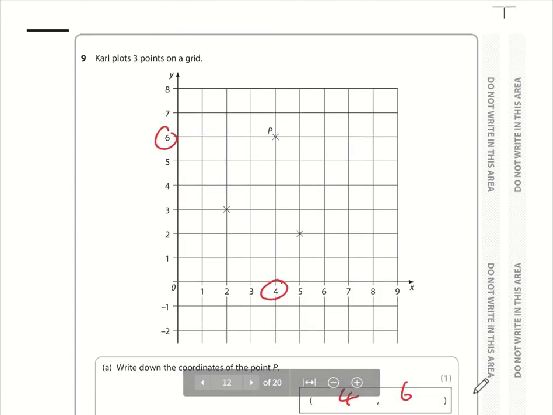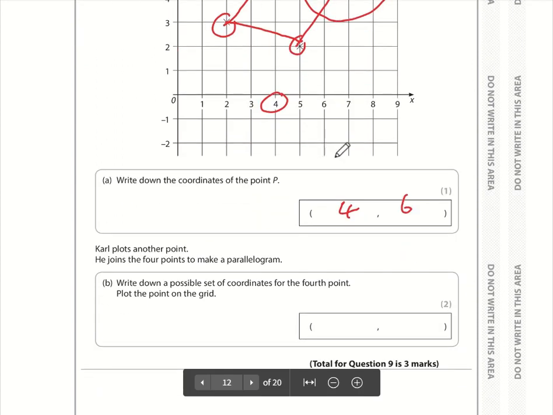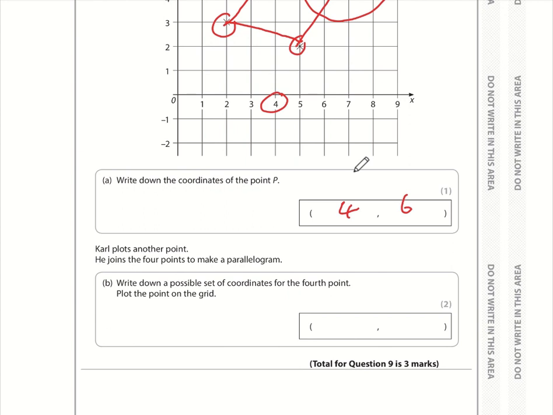Now for me, the most likely place would be to plot it somewhere over here. Now the relationship between this point and this point will be the same as the relationship between this point and the point we're about to draw. So to go from here to here, I'm going down 1 and across 3. So if I do the same here, down 1 and across 1, 2, 3, there we go. Now we have a parallelogram. Obviously it looks a bit better if you actually use a ruler. There we go.